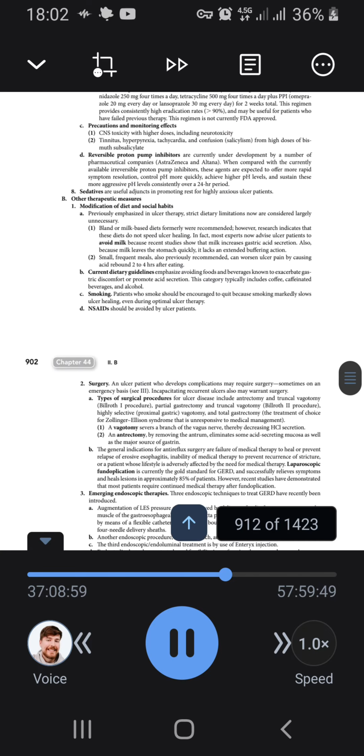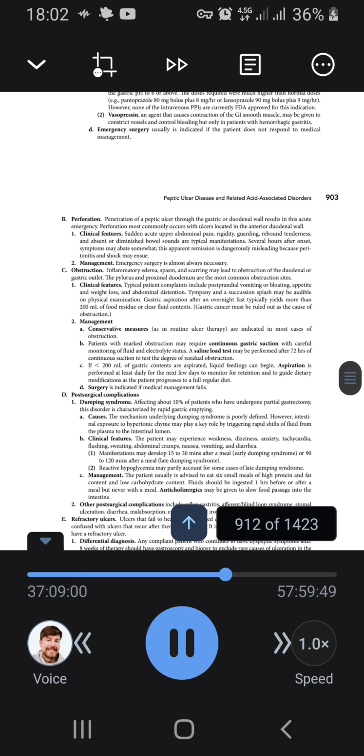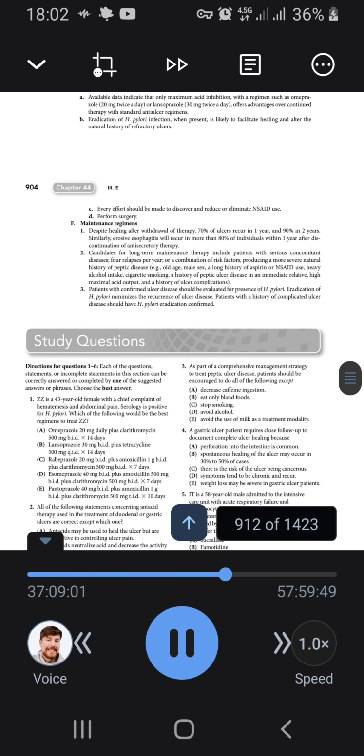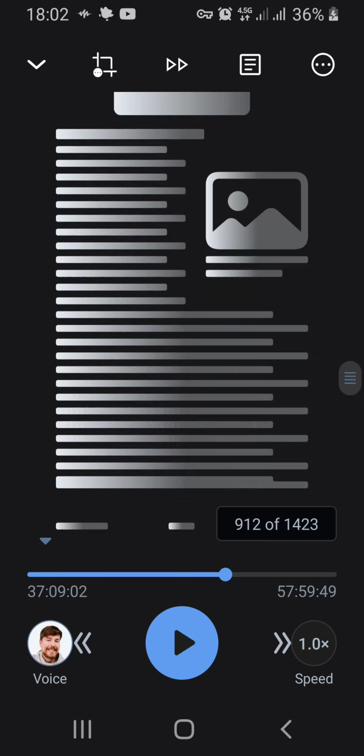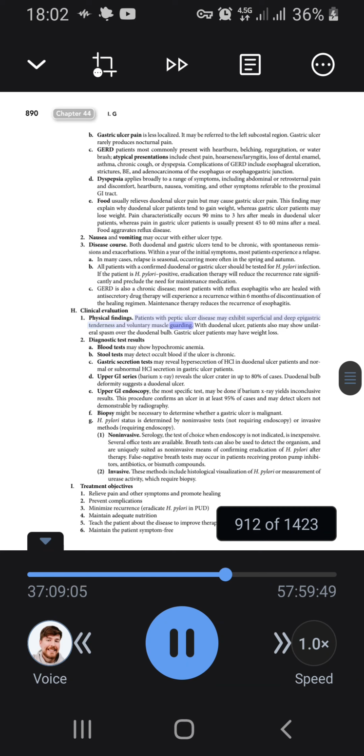H. Clinical evaluation. 1. Physical findings. Patients with peptic ulcer disease may exhibit superficial and deep epigastric tenderness and voluntary muscle guarding. With duodenal ulcer, patients also may show unilateral spasm over the duodenal bulb. Gastric ulcer patients may have weight loss. 2. Diagnostic test results.